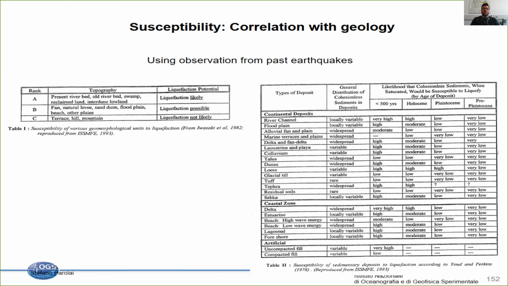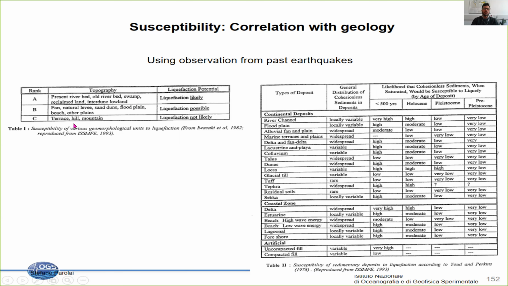So I will not enter into all the description of liquefaction, but just to tell you that generally susceptibility can be defined, for example, from very simple observation and very simple geological characterization based on the fact that we know that we can have more liquefaction on all the riverbed, swamp, medium possible liquefaction on fan, natural levees, sand dunes, and not likely liquefaction on terrace, hills, and mountains.